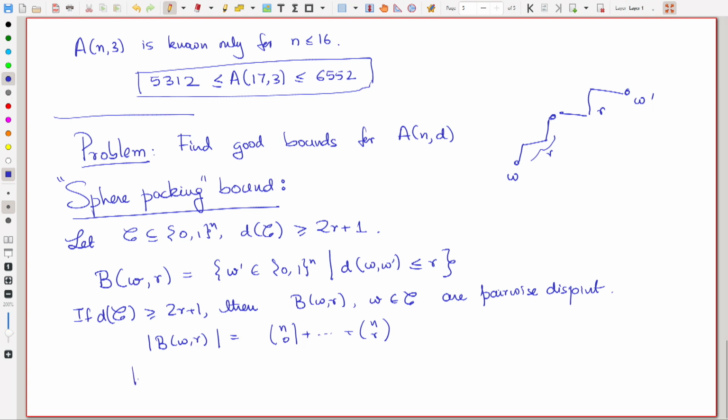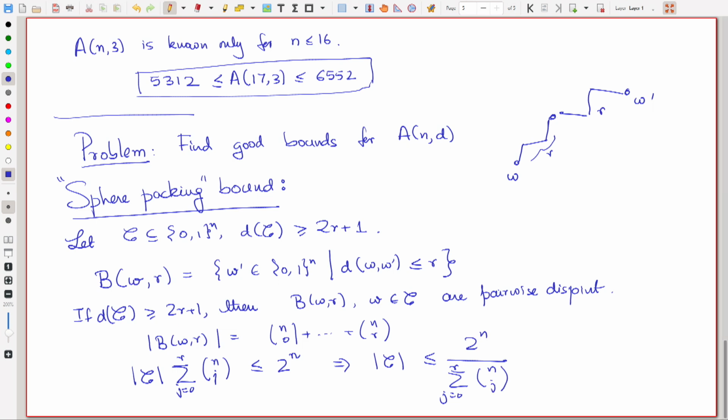So what I get is that the cardinality of C times the summation over j from 0 to r of n choose j, these being so many disjoint sets, is less than or equal to 2 to the power n. So that means that the cardinality of C has to be less than or equal to 2 to the power n divided by the sum over j from 0 to r of n choose, not n choose r here, this should be n choose j, right. n choose j.